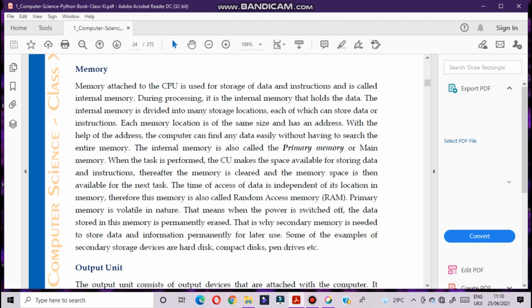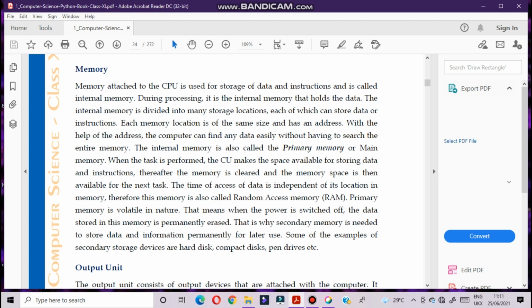So primary memory is volatile in nature. Why do we say it is volatile? Because it is temporary. That means when the power is switched off, the data stored in the memory is permanently erased. That is why secondary memory is needed to store data and information permanently, for later use.